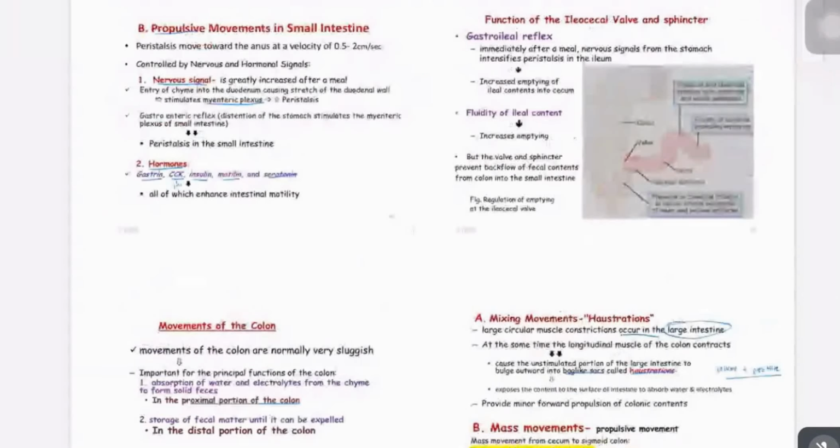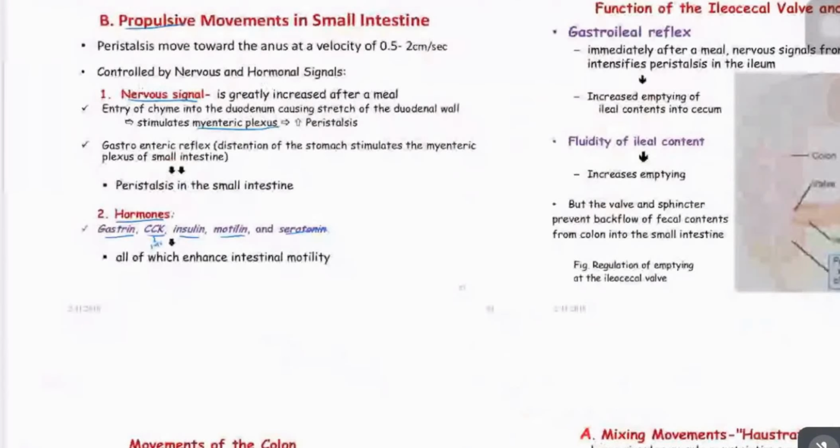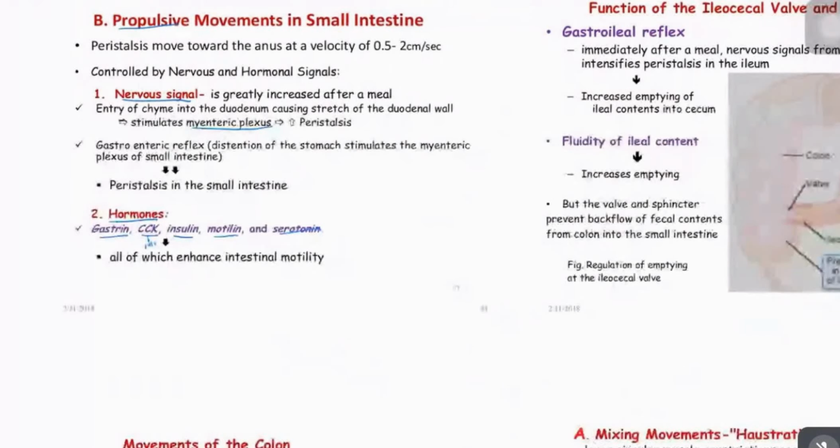Your propulsive movement in your small intestine. Peristalsis moves toward the anus at a velocity of 0.5 to 2 cm per second, controlled by your nervous and hormonal signals. Your nervous signal is greatly increased after meal. Entry of your chyme into your duodenum, causing stretch of your duodenal wall, stimulates myenteric plexus, thereby it increases peristalsis.